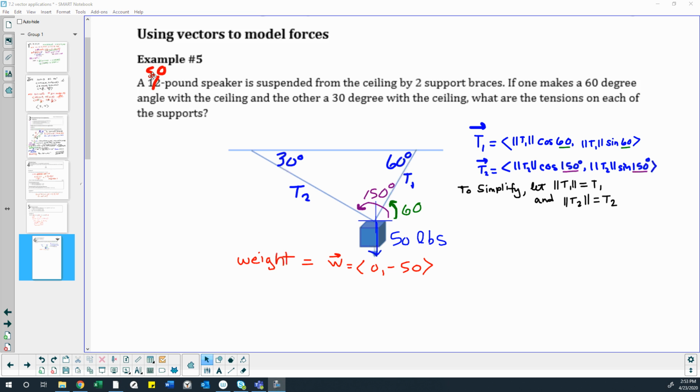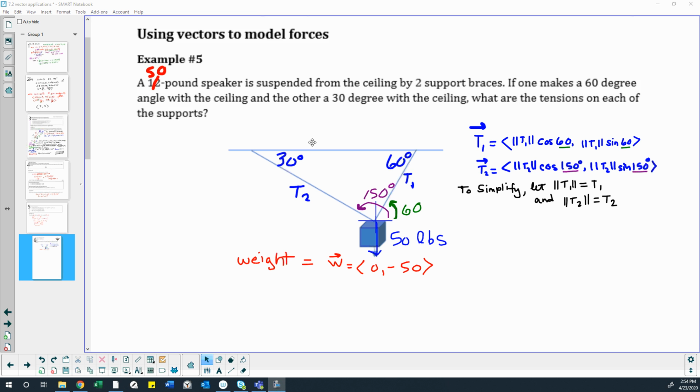First of all, I'm going to use 50 pounds instead of 12 in my example, so change that number in your notes. A 50-pound speaker is suspended from the ceiling by 2 support braces. If one makes a 60-degree angle with the ceiling and the other a 30-degree angle with the ceiling, what are the tensions on each of the supports?